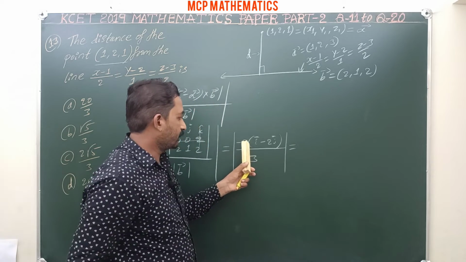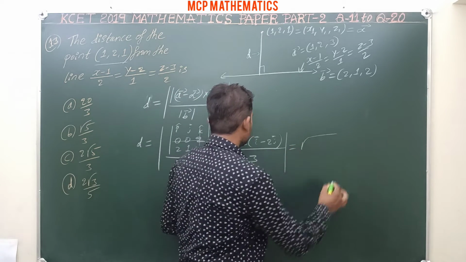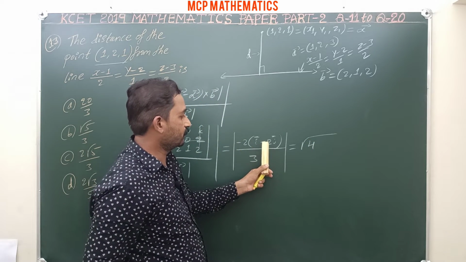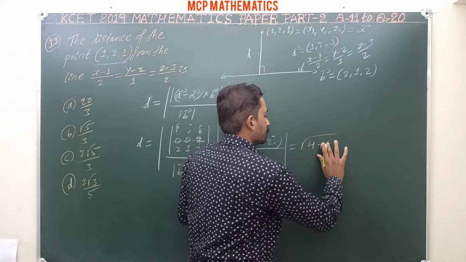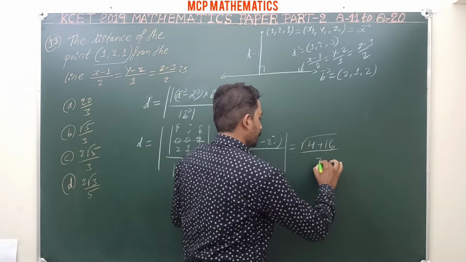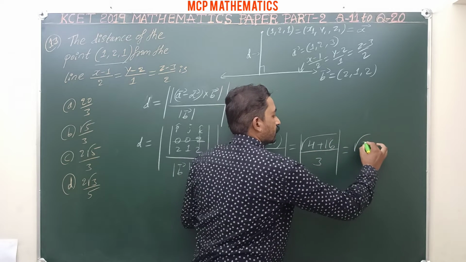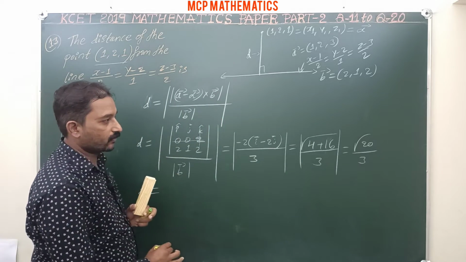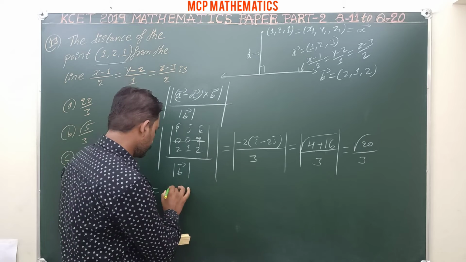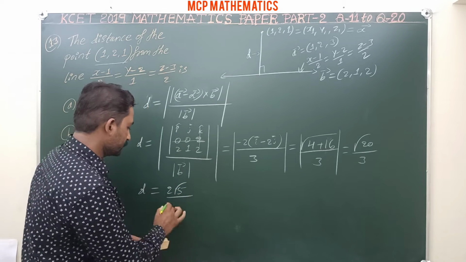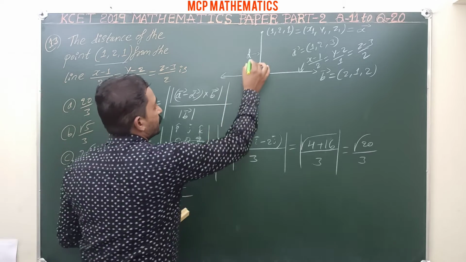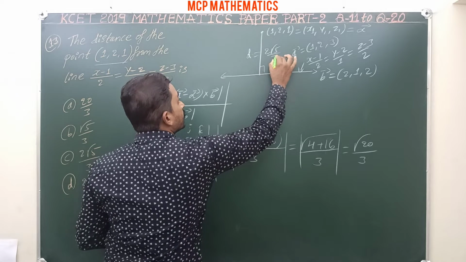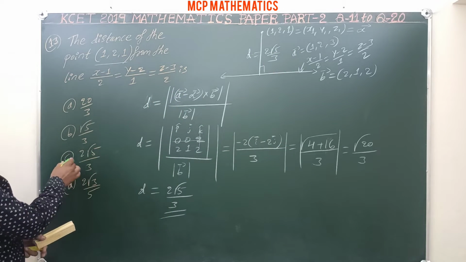So now we have to find out the magnitude, nothing but square root of minus 2 square 4, minus 2 into minus 2, plus 4 square plus 16, divided by 3. So 16 plus 4, square root of 20 divided by 3. 20 can be written as 4 5s are 20, so it can be written as 2 root 5. 2 root 5 divided by 3 is the correct answer. So the required distance is 2 root 5 divided by 3, option C is correct.